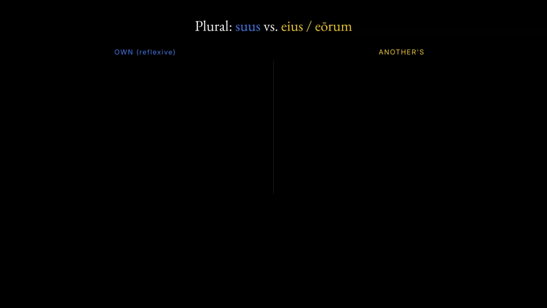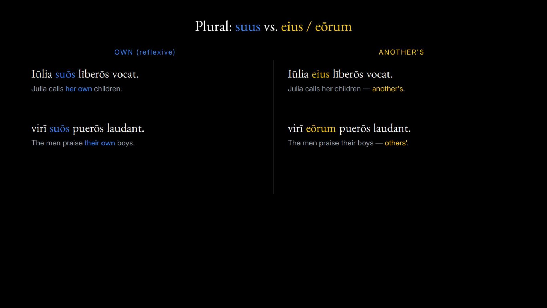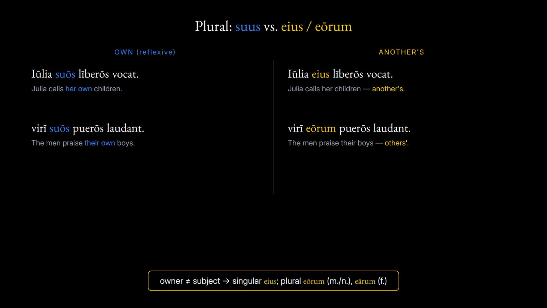The same split holds in the plural, where the genitive shows gender, with a feminine subject. Iulia suos liberos vocat. Julia calls her own children. Iulia eius liberos vocat. Julia calls her children, another woman's. With a plural subject, watch the genitive plural. Viri suos pueros laudant. The men praise their own boys. Viri eōrum pueros laudant. The men praise their boys, somebody else's. So for an owner who is not the subject, the singular is this genitive, and the plural shows gender, one form for masculine, another for feminine.